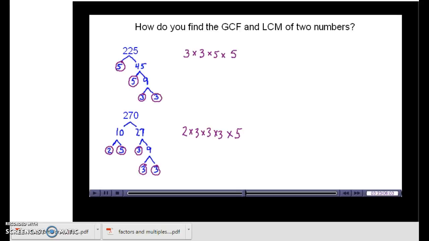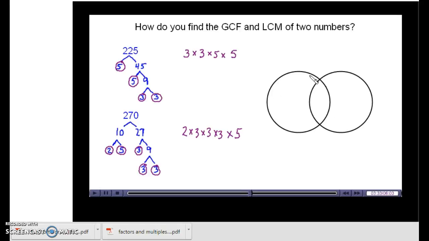Now what can I do with that information? Well, I'm going to use a Venn diagram to organize this a little better for us. A Venn diagram is a set of overlapping circles. The circle on the left will represent the prime factorization of the number 225. The circle on the right will represent the prime factorization of the number 270. In the space where the two circles overlap, or where they intersect, is where I'll place the numbers that are in common to both prime factorizations.